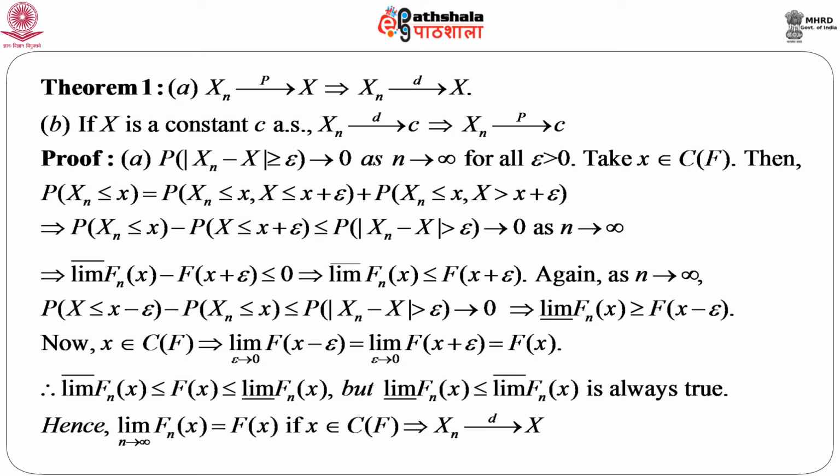Now, let us consider the proof of the B part, that means the other way around, or rather the reverse situation. We have mentioned that when capital X is a degenerate random variable, or a constant c almost surely, then convergence in distribution implies convergence in probability.